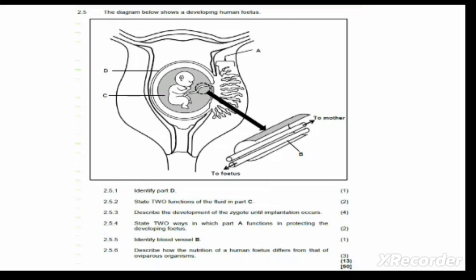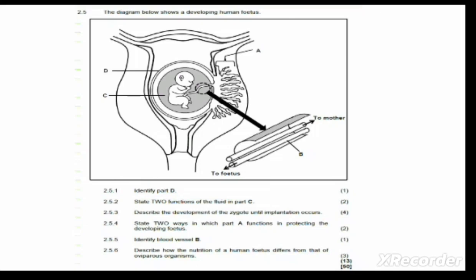It facilitates free movement. The next question says, describe the development of the zygote until implantation occurs. So when it attaches itself to the endometrium, you stop there. The zygote divides by mitosis, first point, second point, to form a solid ball of cells, third point called morula, fourth point which develops into a hollow ball of cells, and then the last point called blastula or blastocyst.